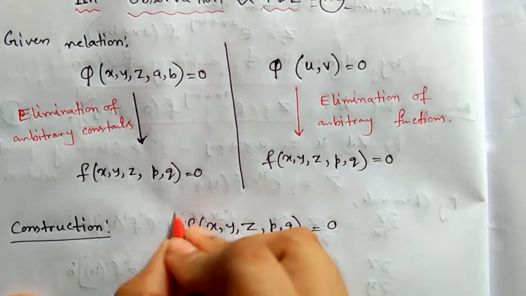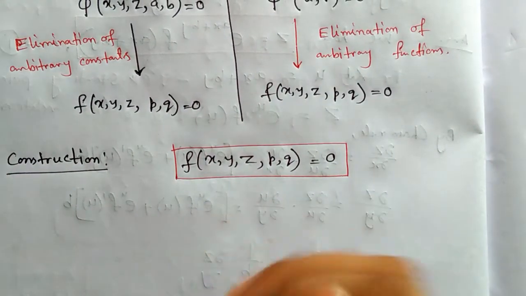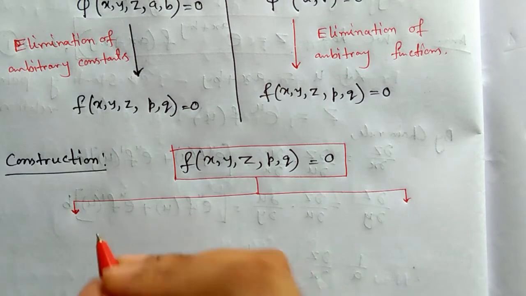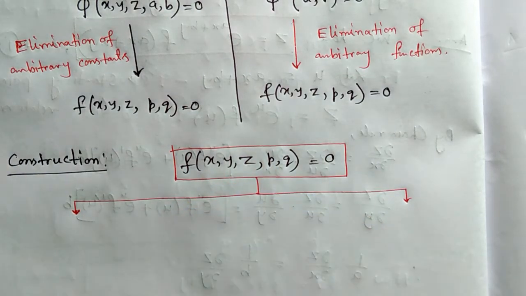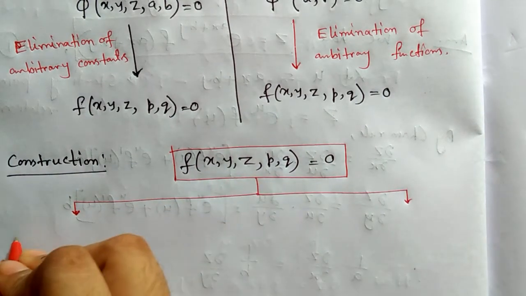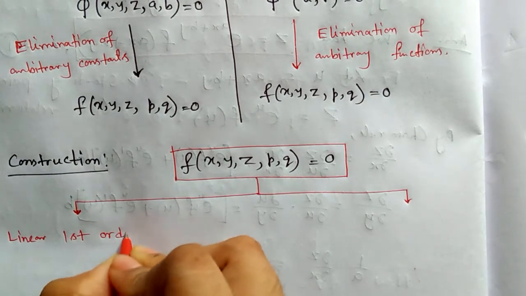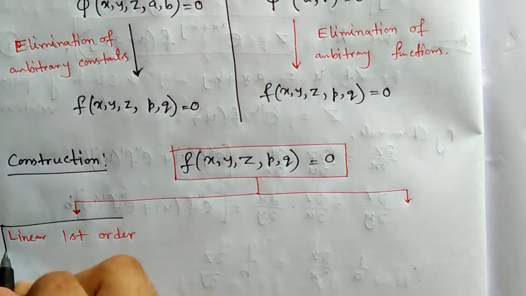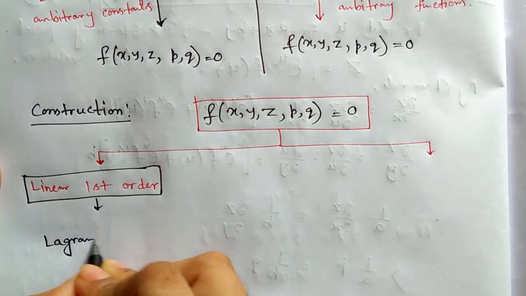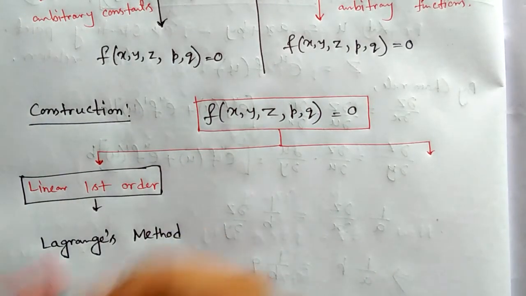Now we are trying to solve this PDE. So there are two branches that we have learned till now. If this given PDE is linear first order, then we use Lagrange's method to solve such a PDE.